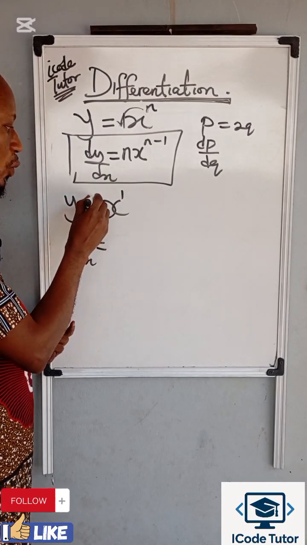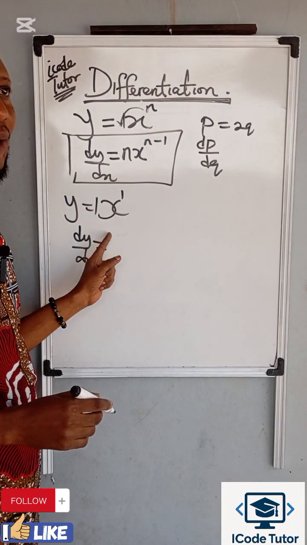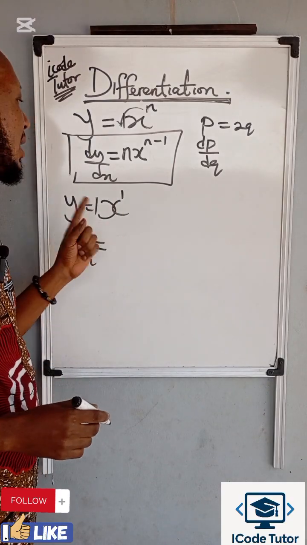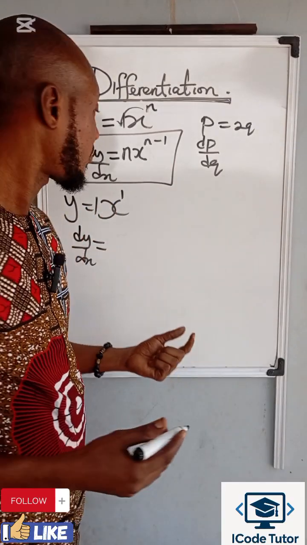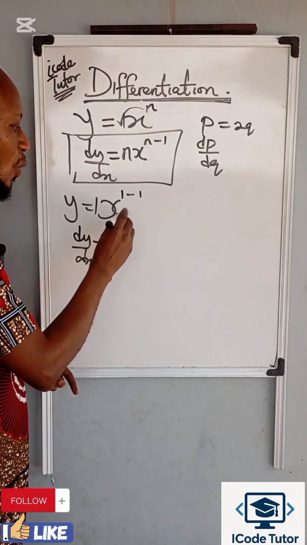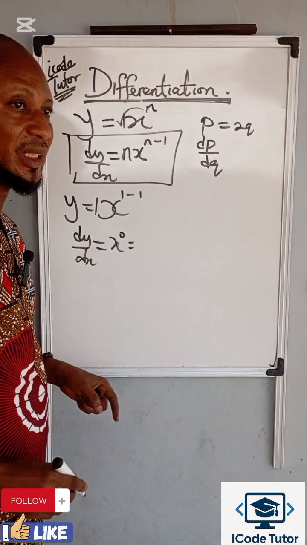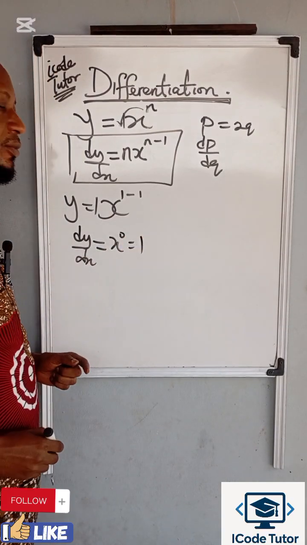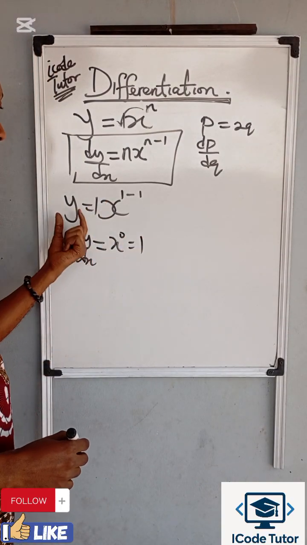And here we have the coefficient of x to be 1. x raised to power 1 is x, and 1 times x also is x. That means that this one will be 1 minus 1. x now equals 1 minus 1 is 0. From the law of indices, anything raised to power 0 is 1. That is how to differentiate x.